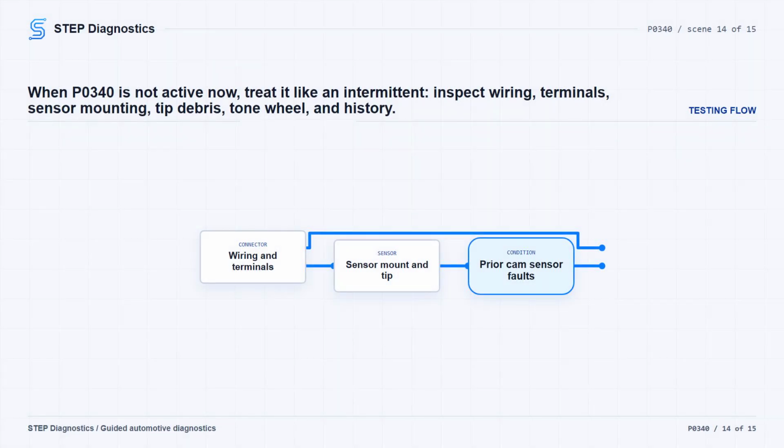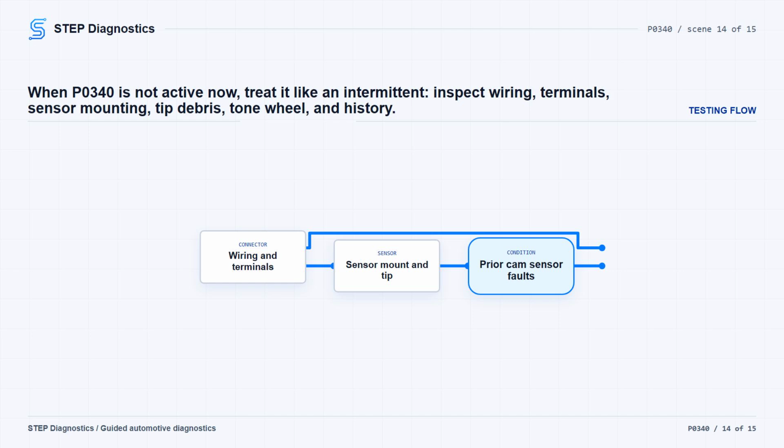If P0340 is not active or pending when you start testing, handle it like an intermittent. Key off, disconnect the harness connectors at the PCM and cam sensor, and inspect for wire chafing or rub-through, spread terminals, pushed-out terminals, bent terminals, water in the connector cavities, and corrosion. Check the cam sensor mounting area for debris, damage, or a loose sensor. Remove the cam sensor and inspect the sensor tip for damage or debris.